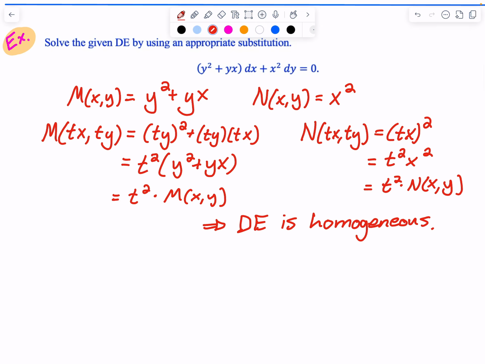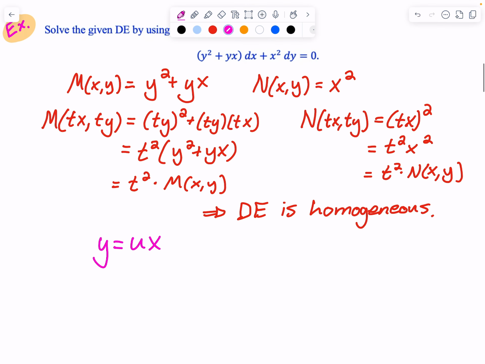I think in this one it really wouldn't matter which one you choose, but I'm going to choose y equals ux. Now if I'm going to do a replacement, it's not just y in my equation; I also have a dy that I have to take care of. So I'm going to take the derivative, but use it in differential form like we do for u substitutions. So dy is equal to, now u is a variable, so this requires the product rule.